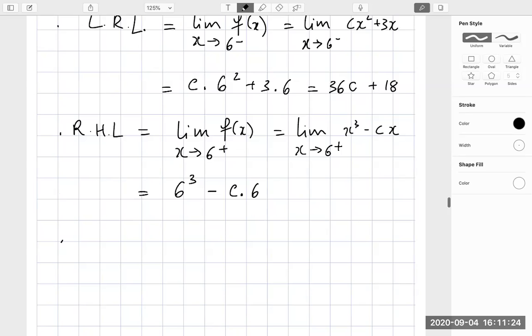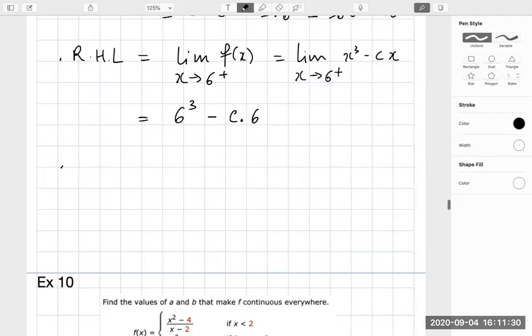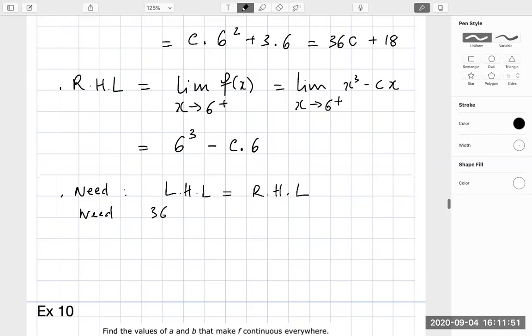In order for this function to be continuous, we need to set the left-hand limit equal to the right-hand limit. It means that we need 36c plus 18 to be 6 cubed minus 6c. It means we need that, okay?